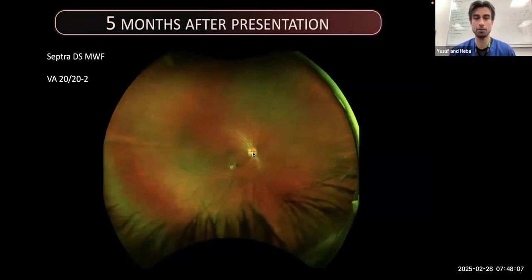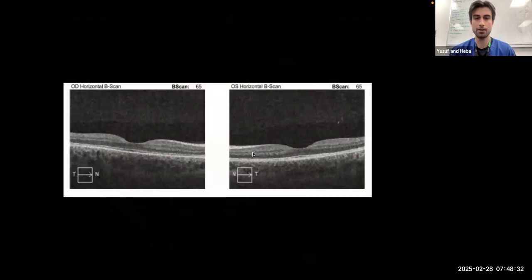And then 5 months after presentation, the patient had been seen a few times. Septra was continued at full dosing for a couple months and then dropped down to prophylactic dosing, Monday, Wednesday, Friday. And 5 months later, the vision was 20/20. There was some scarring and pigment changes around the lesion demonstrating inactivity, and the neuroretinitis had resolved again. This is just an OCT macula at the 5-month mark demonstrating the resolution of the macular star, and then just some subtle changes in the outer retina in the right eye.